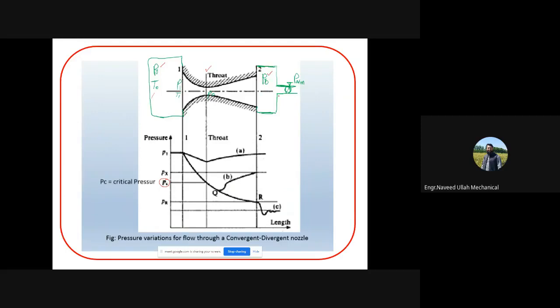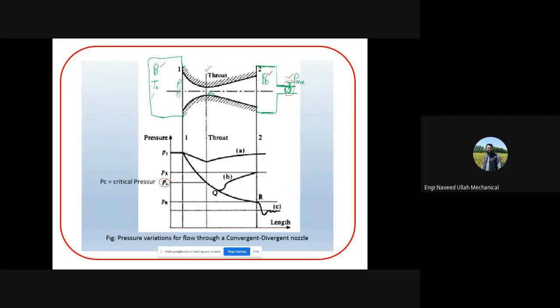This is your back pressure, and it is controlled using this valve. In the same way, if you want to know about the under and over expansion cases, this is based on this back pressure. Having this valve, you can decrease the back pressure. If P1 is equal to Pb, there will be no flow through the nozzle. But if you decrease Pb, there is a pressure difference and the flow will start.